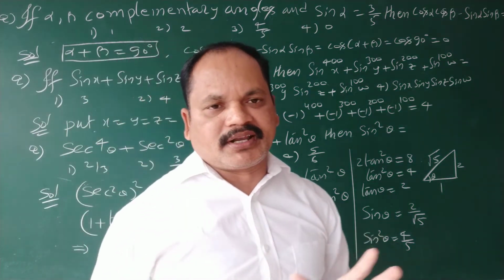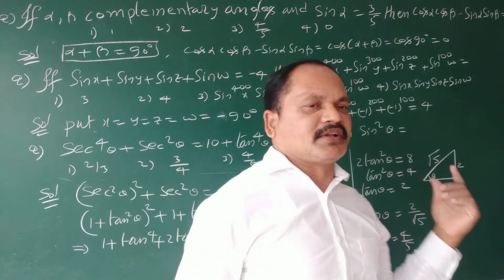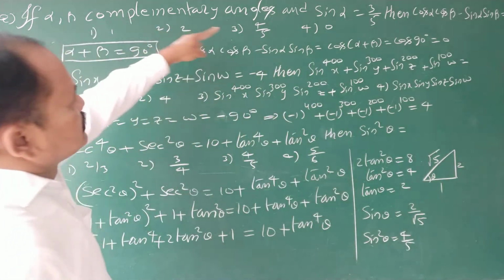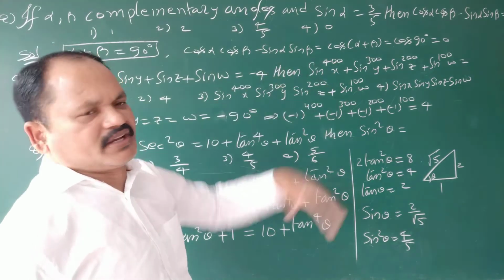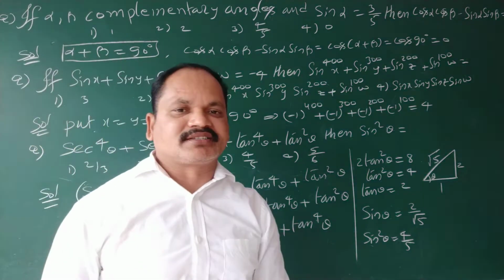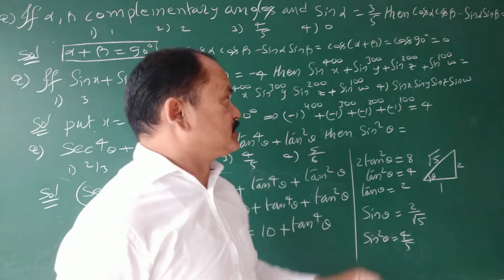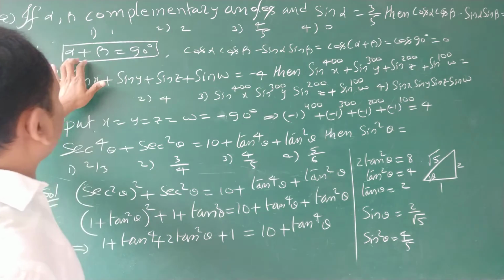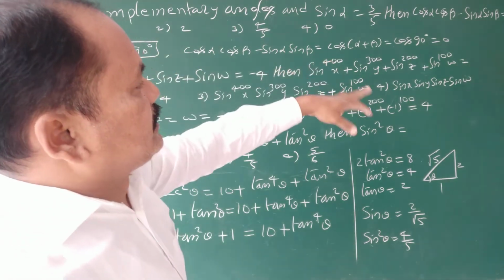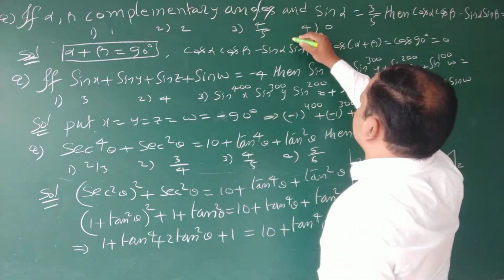Actually, complementary angles means what? The sum of the angles is 90 degrees. That's why alpha plus beta is 90 degrees. Now the expression there is cos alpha cos beta minus sin alpha sin beta. According to the compound angles, cos alpha cos beta minus sin alpha sin beta is nothing but cos of alpha plus beta. Now the value of alpha plus beta is 90. That's why cos 90 is 0. So the answer is 0. That is the fourth option.